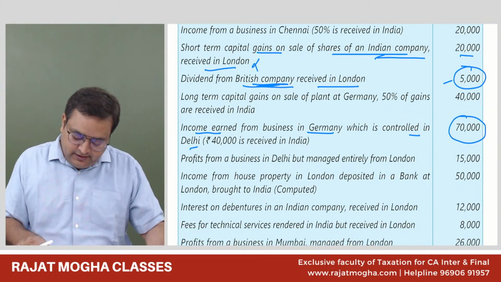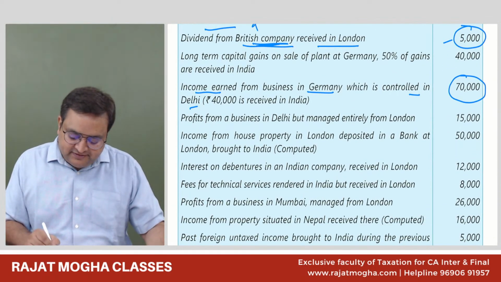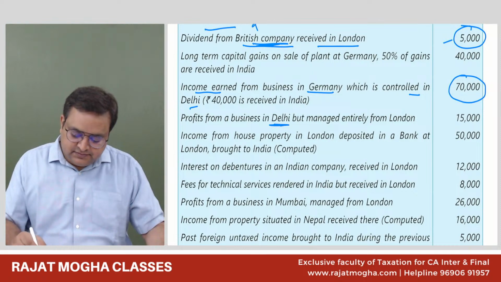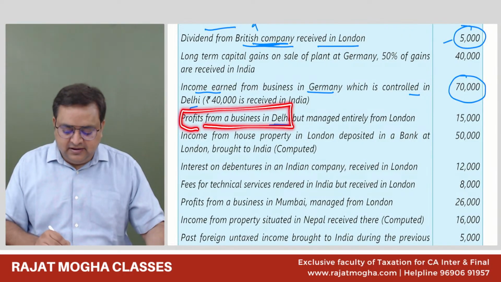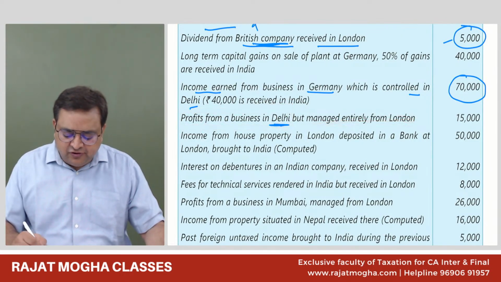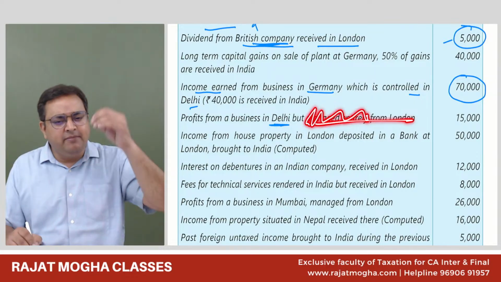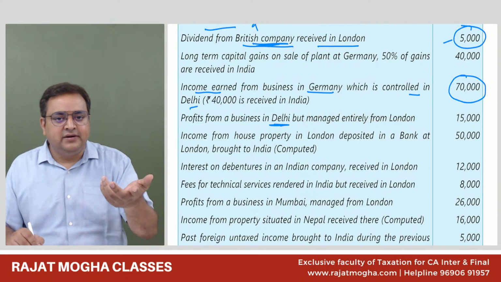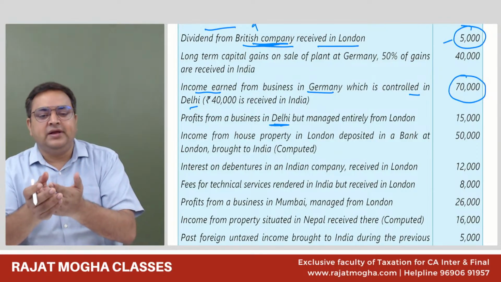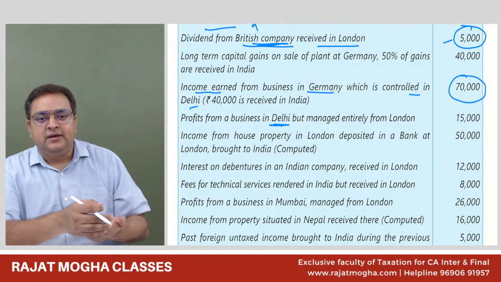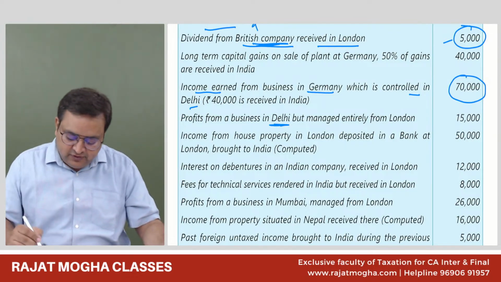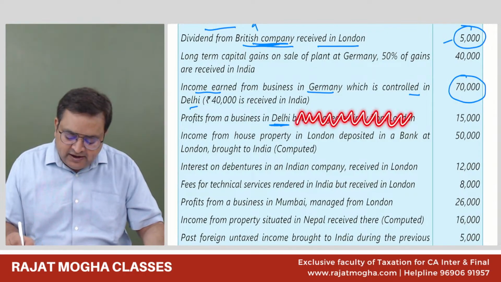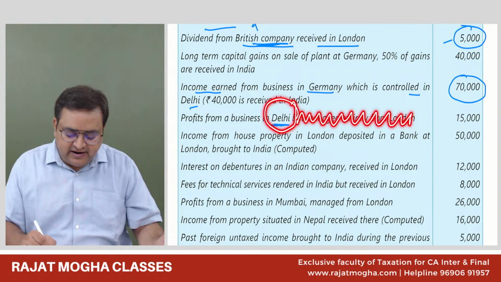Now, next is profit from a business in Delhi. Where is the business? Delhi business. It is managed entirely from London, does not matter. You are doing business in Delhi, and you are managing it from anywhere, does not matter. See, Apple Store, if it is in Delhi or in Mumbai and it is being managed from US, does not matter. You are doing business in India. So don't get confused over here. If it is managed entirely from London, does not matter. This business is a Delhi business.